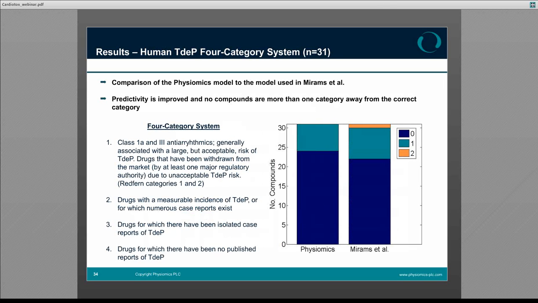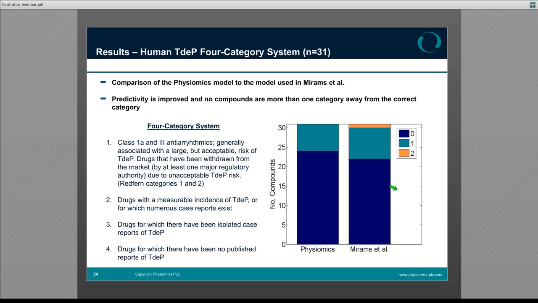So we go back again to the human four-category system that was developed by Mirams et al. Just to recap, on the left-hand side describes the four-category system. Again, our model performs quite well. I'll just explain what this y-axis is here. The y-axis is the number of compounds, and zero means we got a category prediction 100% correct. One means we were one category away between the truth and the predicted, and two is two categories away.